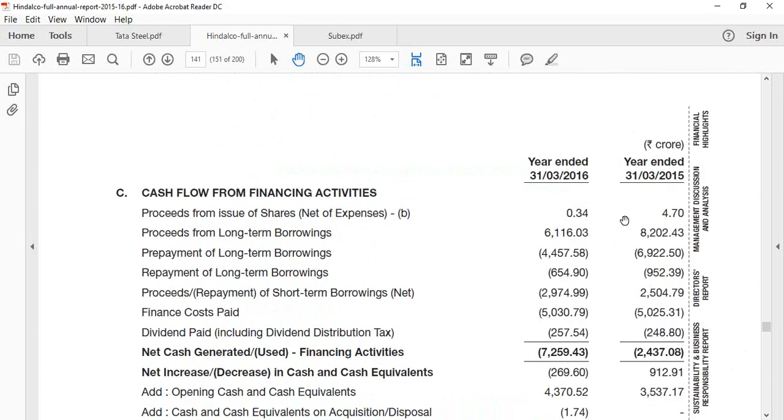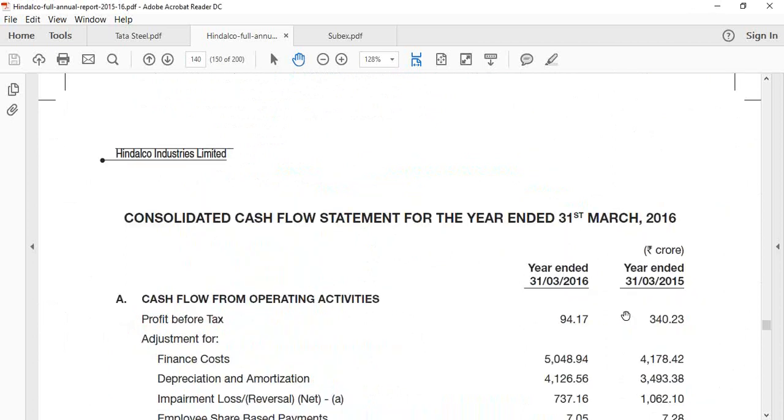So we go to the financing cash flow, and you will find a line item which says finance cost paid, right? But you see 5,000 crore here. You don't see 4,178 crore here. So that's interesting, because the company is accounting for 4,178, but they are paying 5,000. And so that's interesting, right?